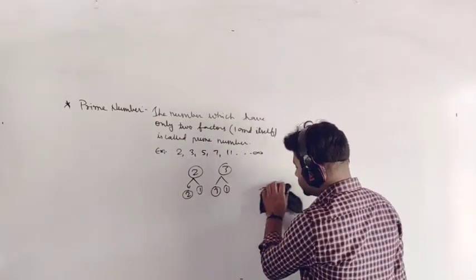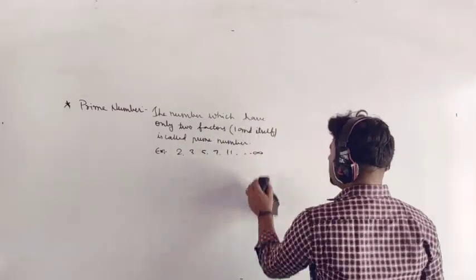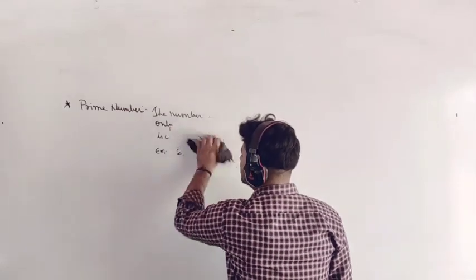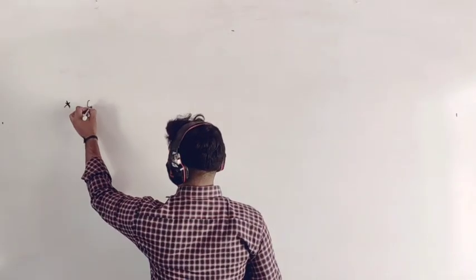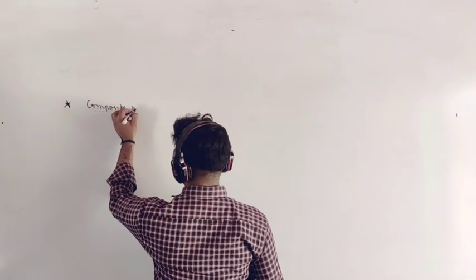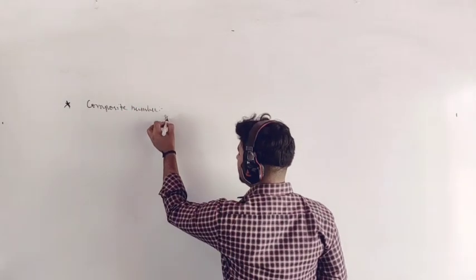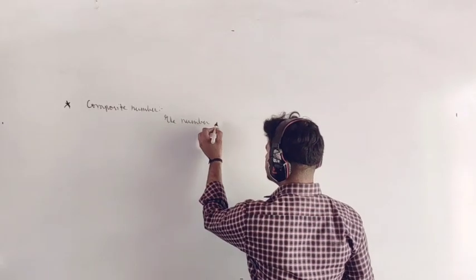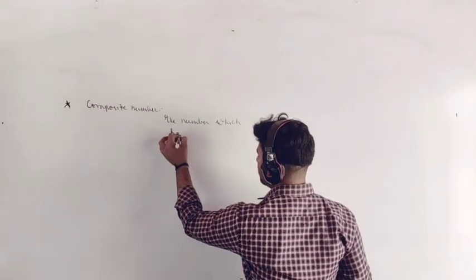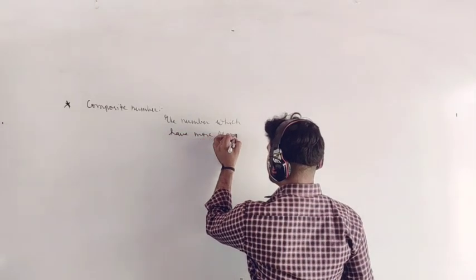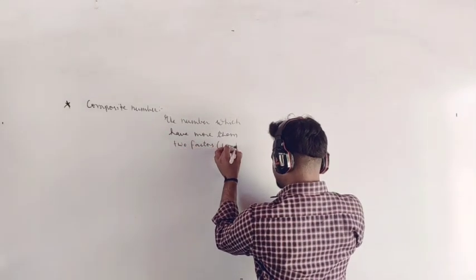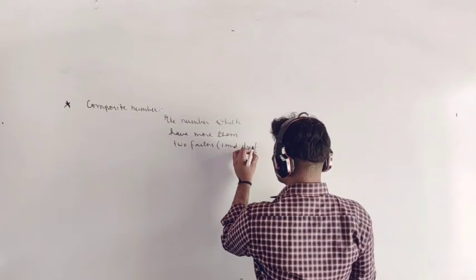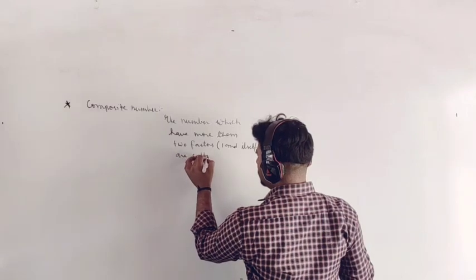What exactly is a composite number? The definition of composite number is: the number which has more than two factors is said to be a composite number. Means numbers which have more than two factors are called composite numbers. The number which has more than two factors, one and itself, is called a composite number.